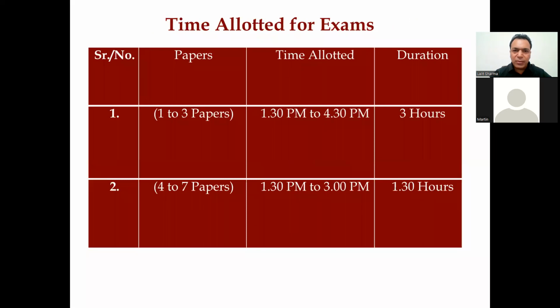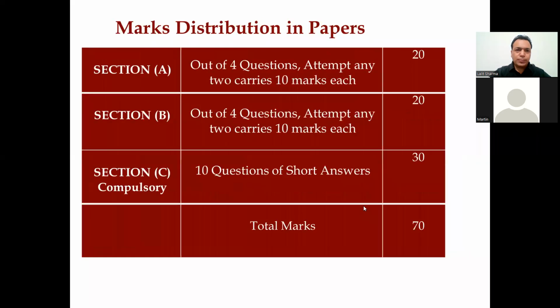In our first slide, the first 3 papers, 1, 2, 3, are of 3 hours, and the time allotted is 1:30 to 4:30 p.m. And papers 4 to 7 are from 1:30 p.m. to 3 p.m., for 1.5 hours, right? So I think this is clear to you, right? The name of the paper is clear, the marks are clear, and the time duration is clear to you. Okay, next we talk about the marks distribution in the exams.